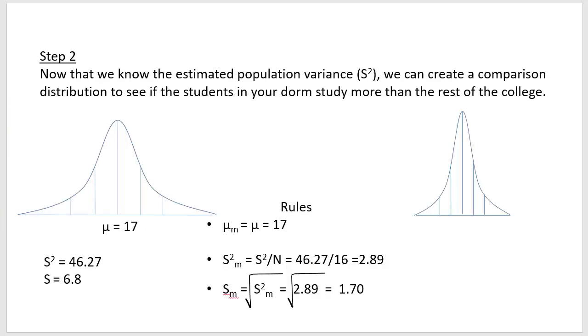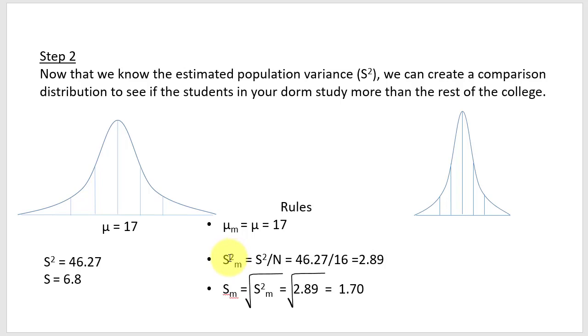Now that we know what the estimated population variance is, we can create the comparison distribution to see if students in your dorm study more than the rest of the college. Remember, the study has a population of individual scores, but you're comparing the mean of 16 scores to that, so we need to create a distribution of means in order to create a fair comparison. The mean of our population is equal to 17. And the rule states that the mean of the distribution of means is equal to the mean of the population. So the mean of the distribution of means will be 17. And we're going to look at that in a moment.